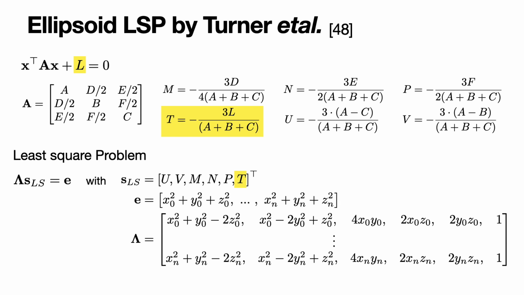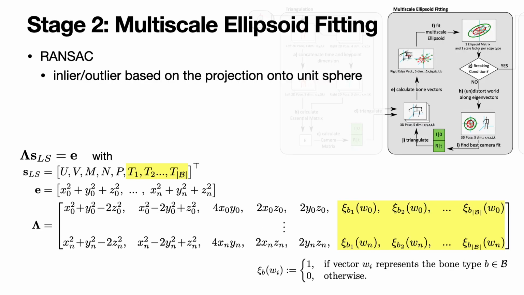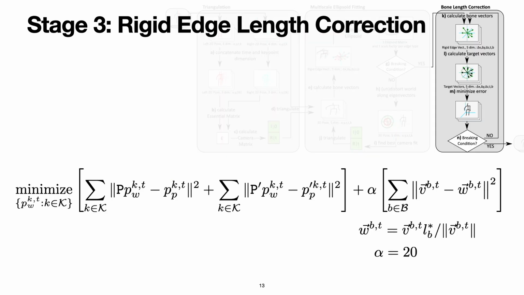Here we mark the scaling factor yellow. Since every bone is distorted in the same way, we extend this parameter so that we get multiple t's, one for each individual type of bone. Using the fitted ellipsoid, we then undistort the pose, relocate the cameras, and retriangulate from the new camera positions. We repeat this stage until the fitted ellipsoid is similar to a sphere. In the final stage, we simultaneously minimize the bone length variance and the reprojection error.